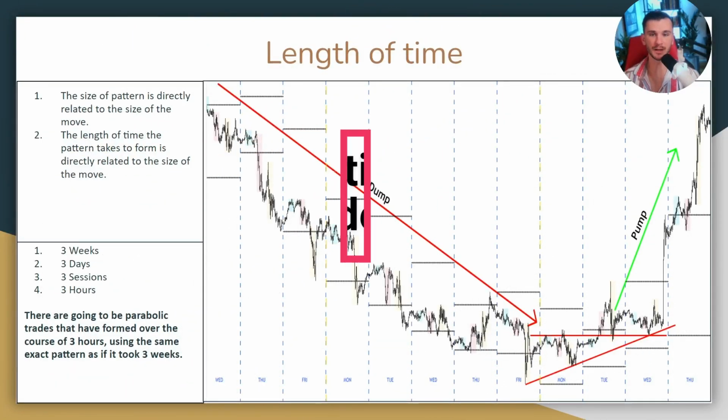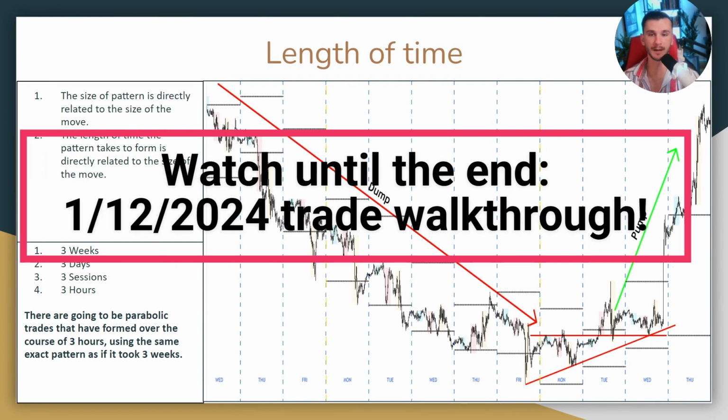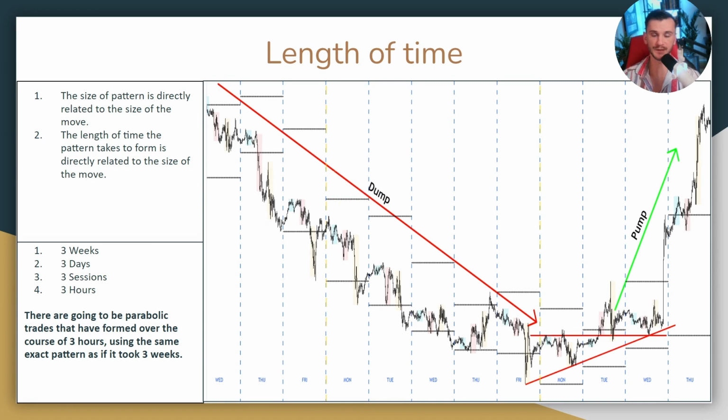First thing that we need to understand is that the length of time the trade setup takes to form is directly correlated with the size of the move that will take place. For example, if I have a 3-hour setup on the day, that trade setup can be expected not to necessarily go as far as a trade setup that takes 2 to 3 weeks to form, 2 to 3 days to form, ending in some sort of 3-session setup. Those are going to be your A++ 5-star setups that move the distance.